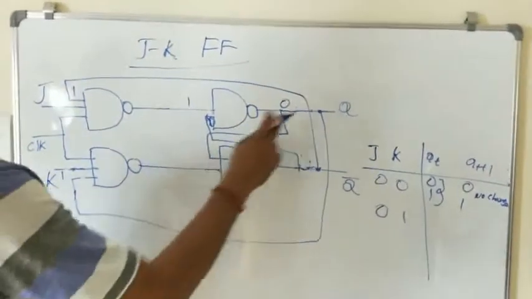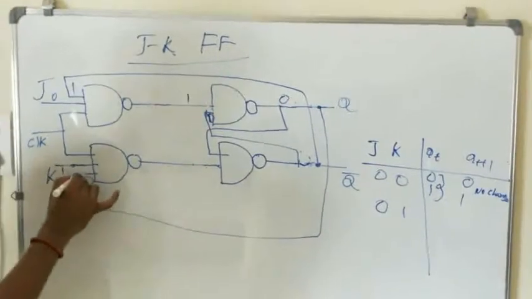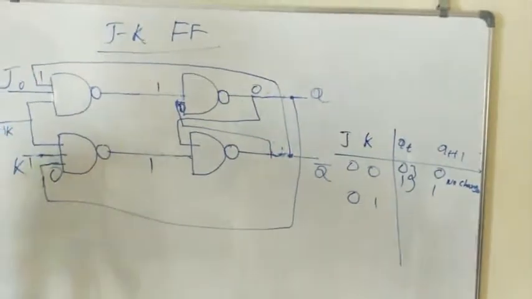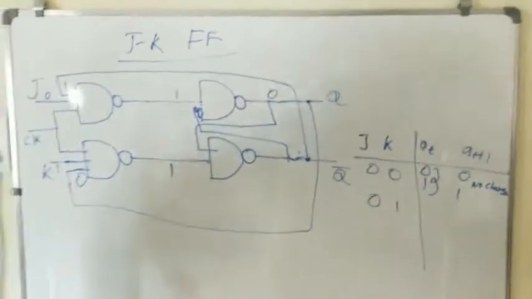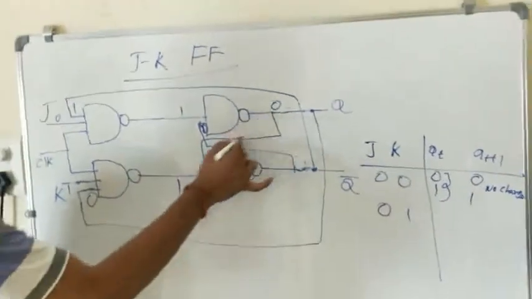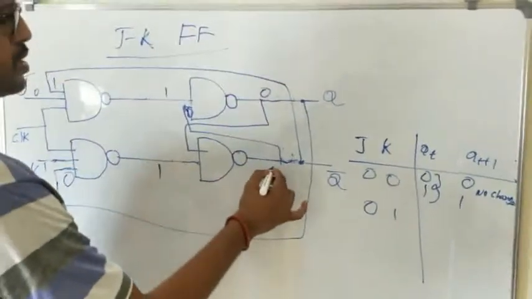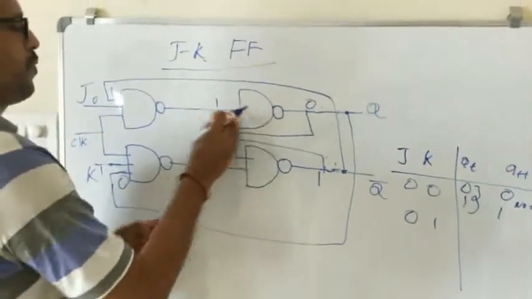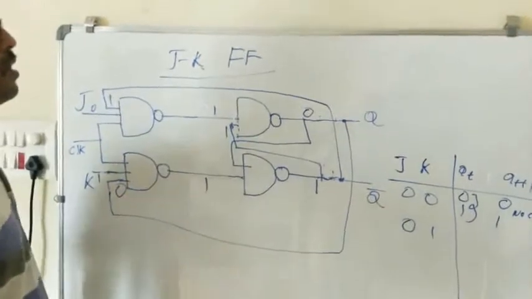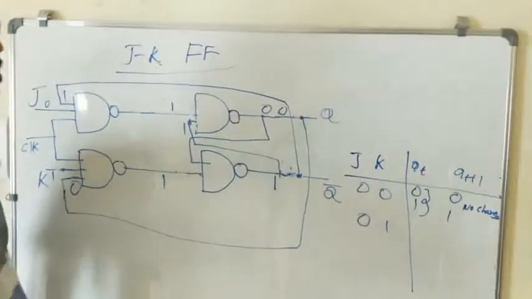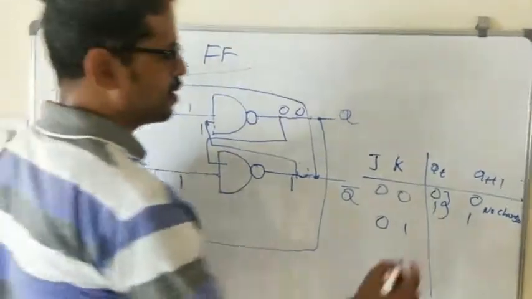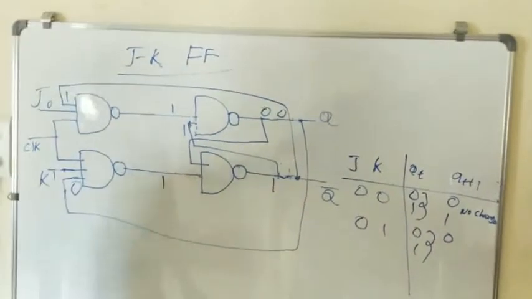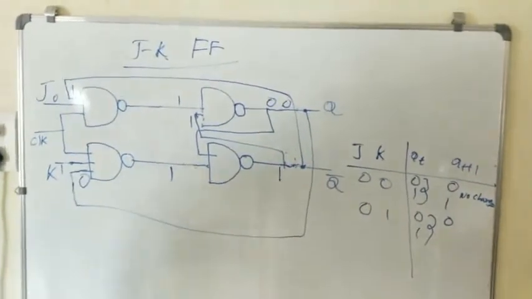Q is going to be 0. If Q is 0, here also it is 1. Now we'll see 0 is coming along with this 1, so the output is going to be 1 here. This 1 will go here. If both inputs are 1, the output is going to be 0. Clear? So when the Q output is 0, Q(t) is 0 and Q(t+1) is 0.